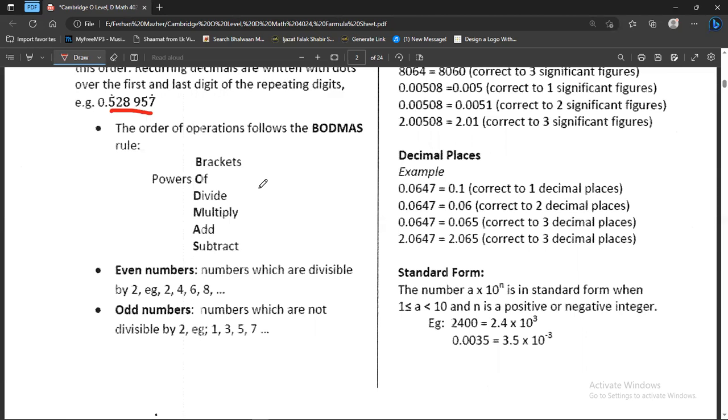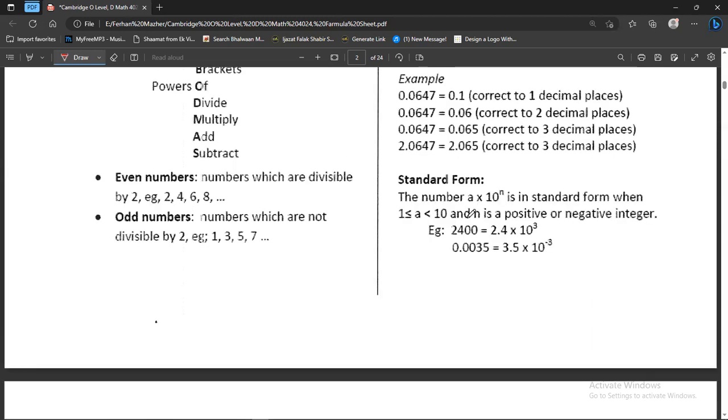Even numbers are divisible by 2, for example, 2, 4, 6, and 8. The numbers which have 2, 0, 4, 6, 8 at the end, I mean on their right side. If a number ends in these digits, then it's an even number. Odd numbers are numbers which are not divisible by 2, for example, 1, 3, 5, and 7.